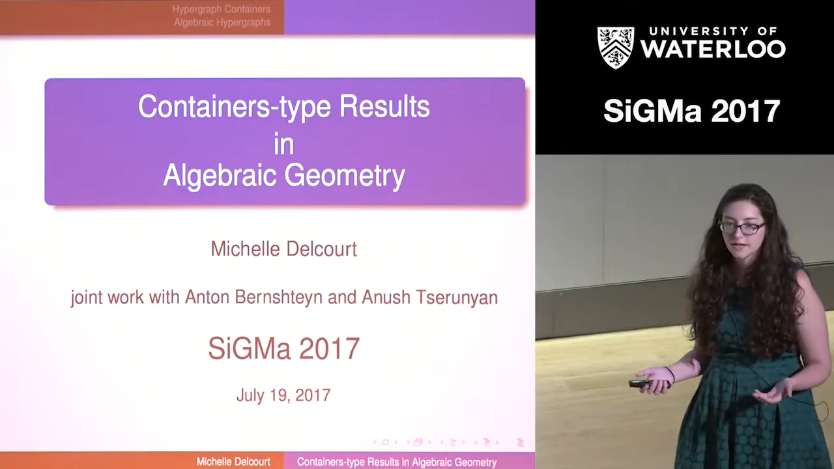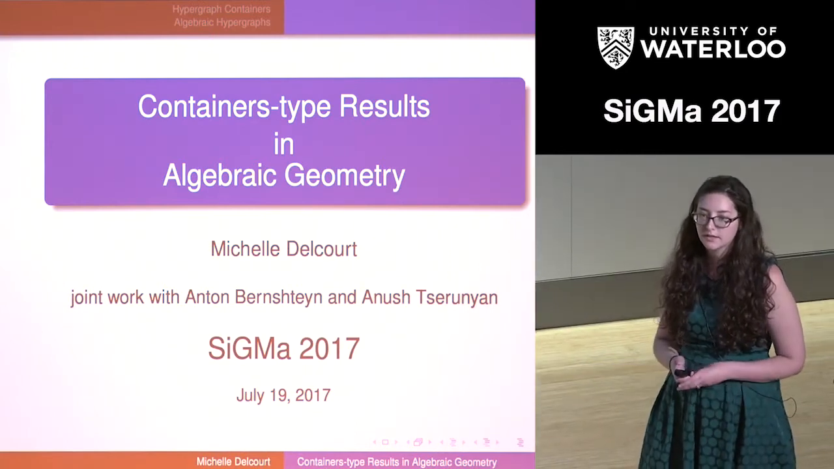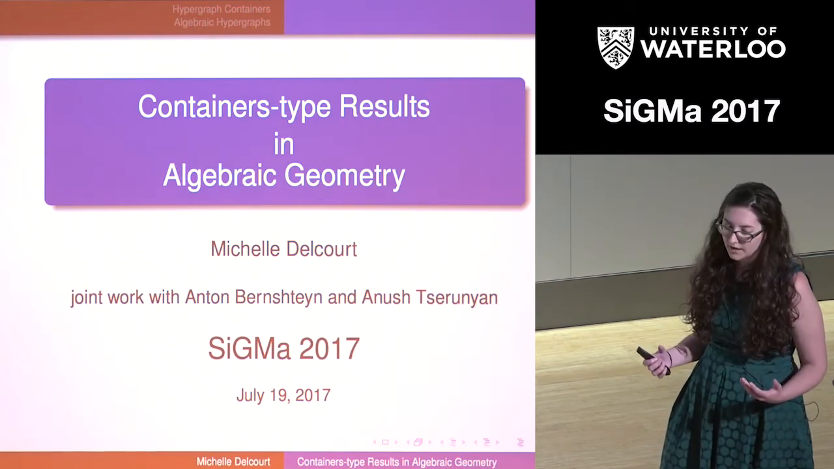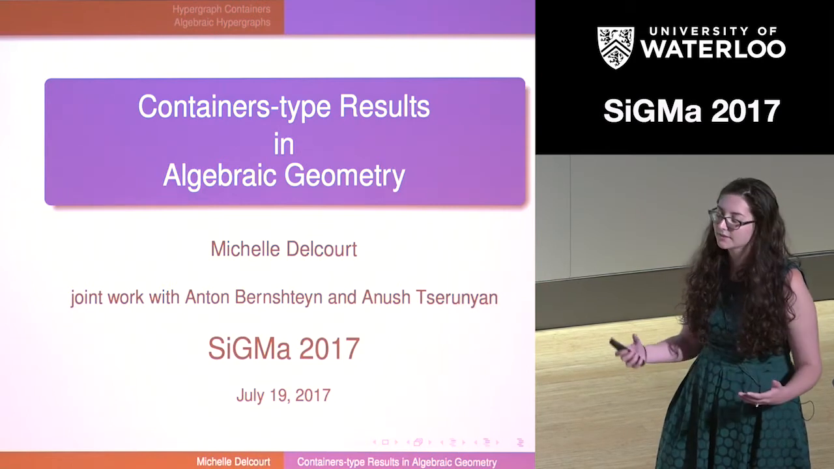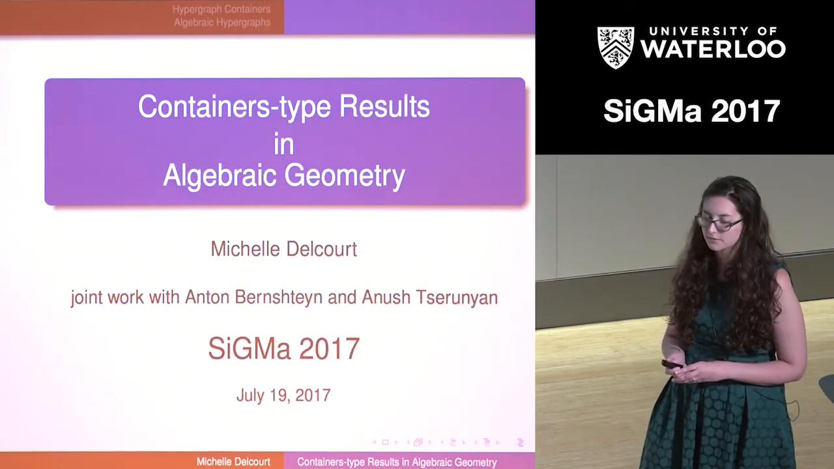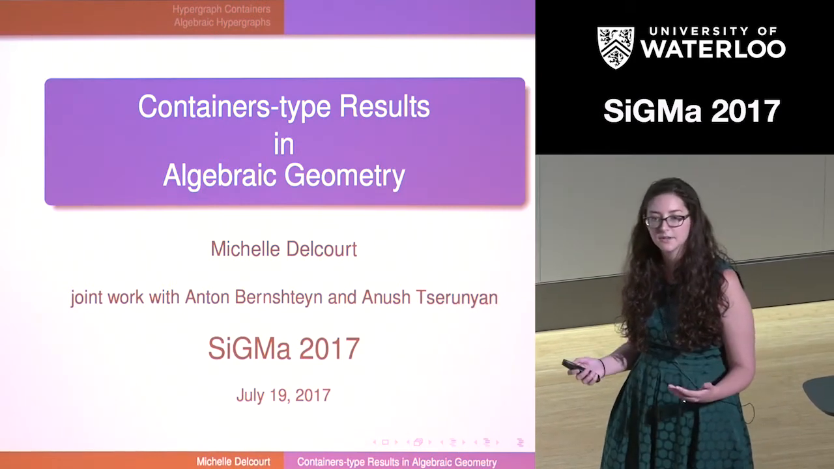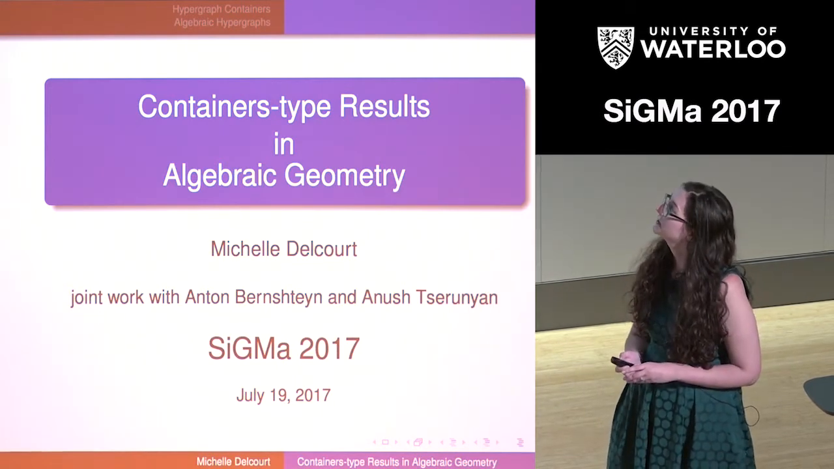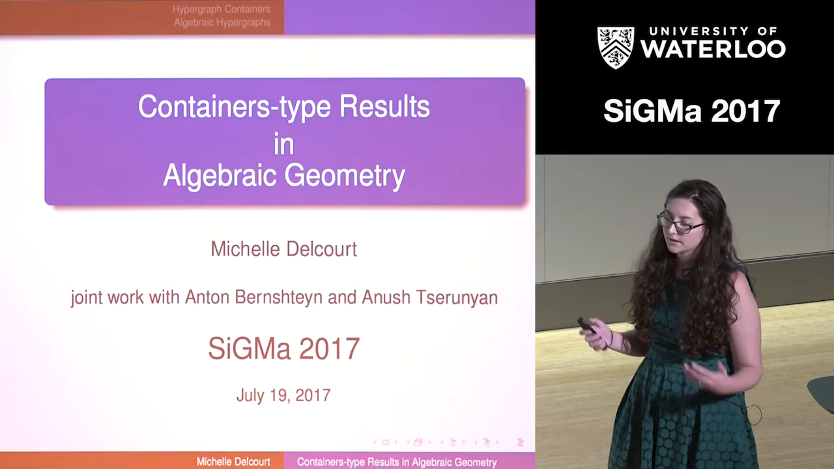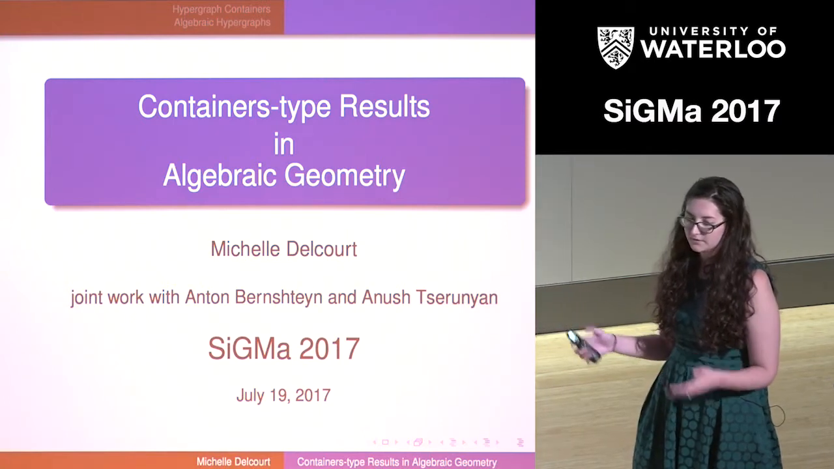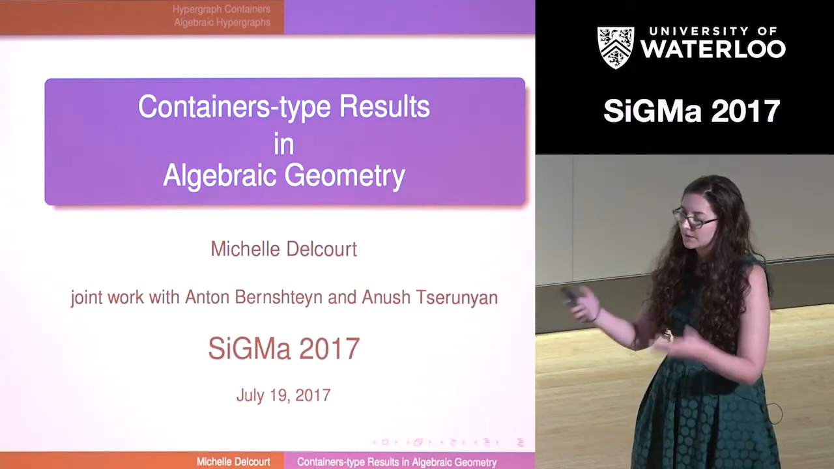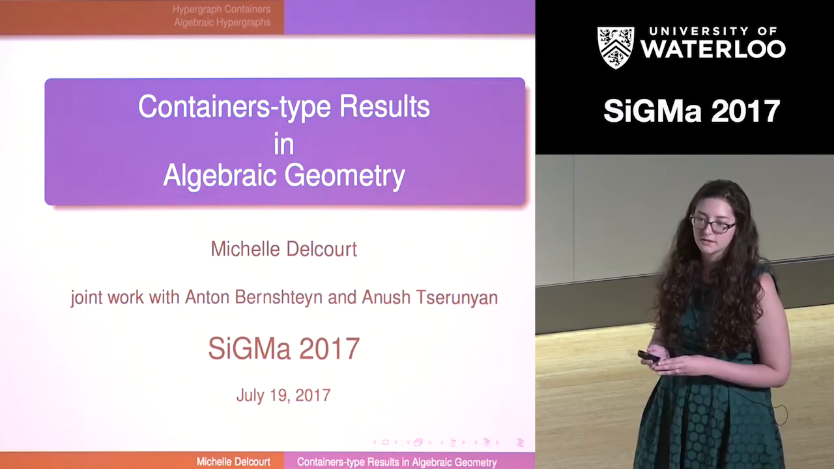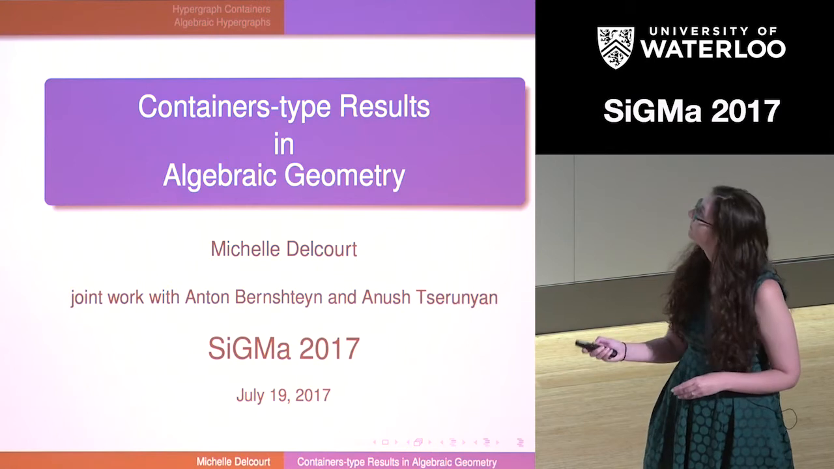So today I'm going to be talking about container type results in algebraic geometry. We're really motivated by the very recent hypergraph container results, especially the applications in number theory, and we wondered what we could say in algebraic geometry. So actually looking directly at the varieties of certain types, the properties, it made more sense to prove things directly in algebraic geometry, and the technical conditions are a little bit simpler there as well.